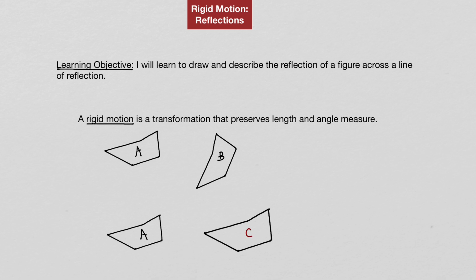Now in this next example, object A versus object C, these are not considered rigid motion because with object C, although the angles are exactly the same as that of object A, the sides are longer. You could see visually that object C is a larger proportion, and so that is not a rigid motion transformation. Let's move on to a figure that is reflected on a coordinate plane across the x-axis.